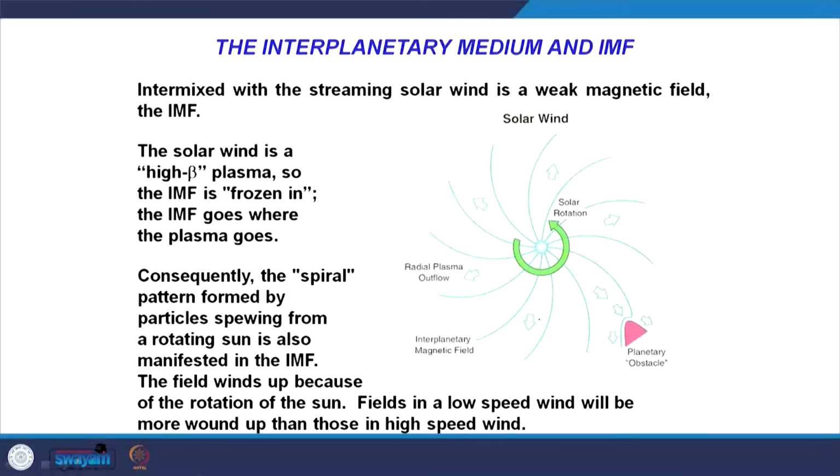Now, this diagram simply shows the sun at the center, and as the sun rotates, you see that the outcoming solar wind forms in the pattern of a spiral. So, now the important thing is that the magnetic field emitted by the sun is intermixed with the solar wind. So, both of them will form a spiral pattern, right.